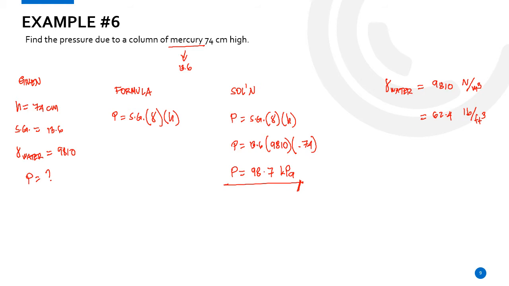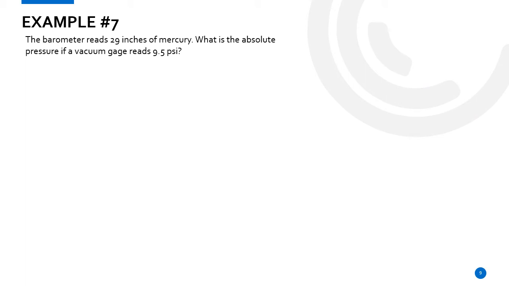Okay, next example. The barometer reads 29 inches of mercury. What is the absolute pressure if a vacuum gauge reads 9.5 psi? So the barometer reads 29 inches, and the vacuum is 9.5 psi. What we are looking for is the absolute pressure. Those are the givens. The barometer measures the atmospheric pressure, P atm.